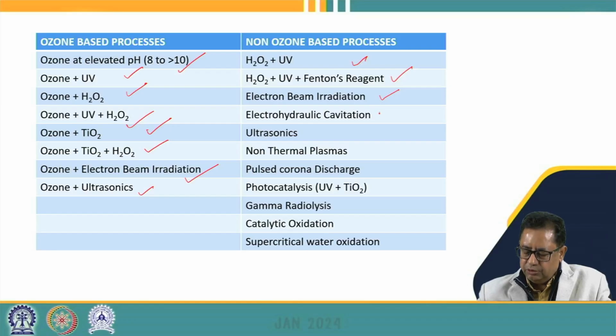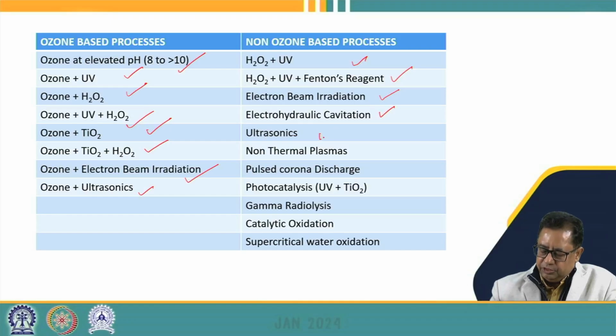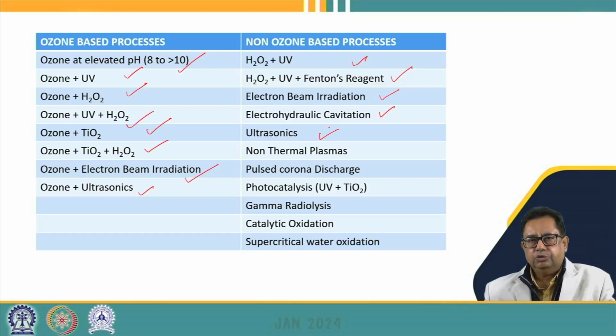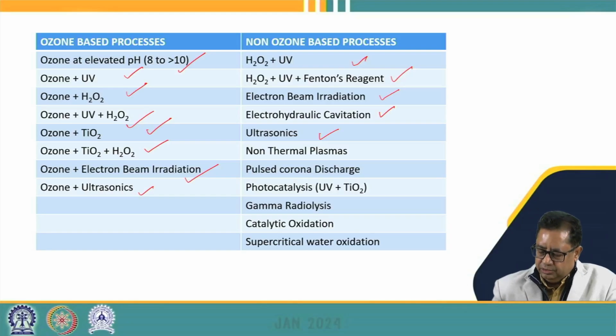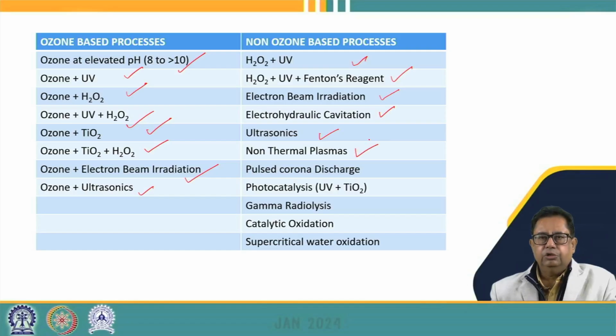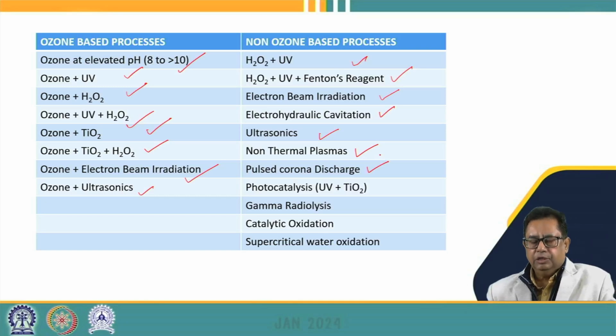Similarly, electrohydraulic cavitation can also result in the production of •OH radicals, which can lead to the degradation of organic compounds. We can also use ultrasonics so that we can generate •OH radicals here, and the non-thermal plasma can also lead to the oxidation of the organic compounds. Similarly, the pulsed corona discharge can also lead to the degradation of organic compounds.